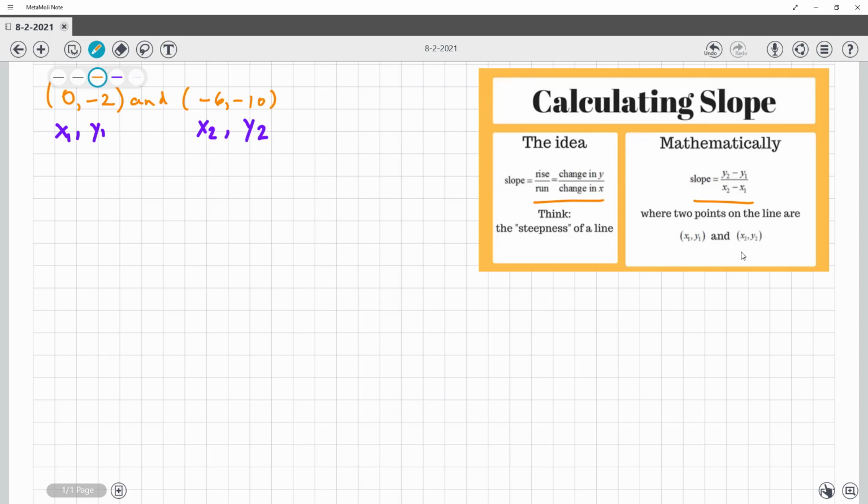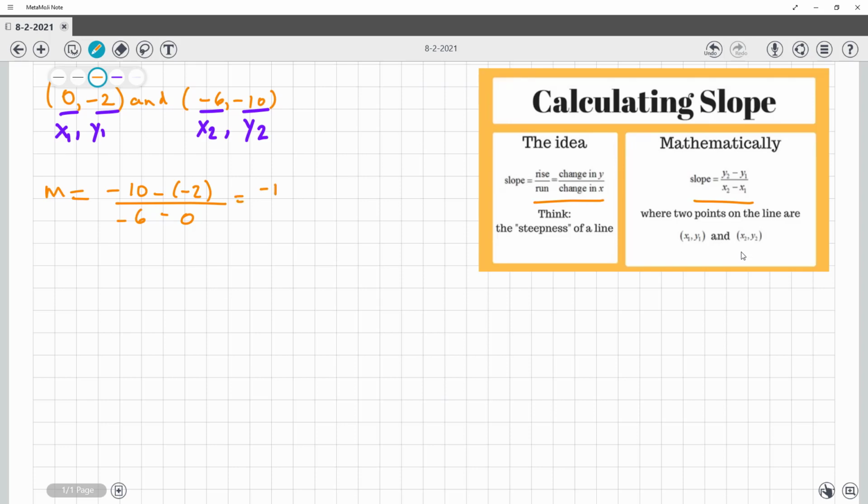From here, I can use my slope formula, which typically they'll use m for the slope. I can take the change in the y values, so that would be -10 minus -2, be careful with those negative signs, and then do the same with the change in the x's, so I would have -6 minus 0. Once again, you have to be sure the order stays the same. You can't do y2 minus y1 and then x1 minus x2 and so on.